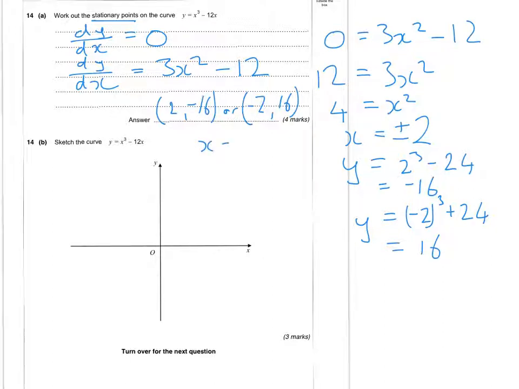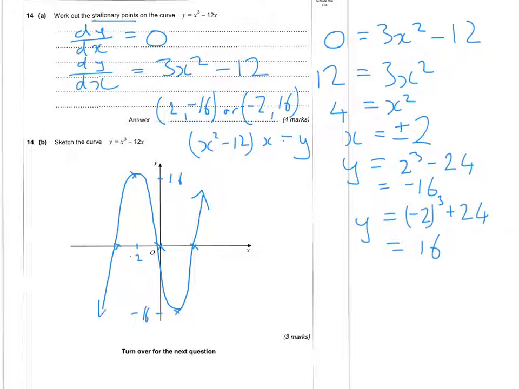x cubed minus 12x, so it's going to go through 0, and then there, and then there, -2 up to 16, 2, -16. Now join those points with a smooth curve as best we can. And done.